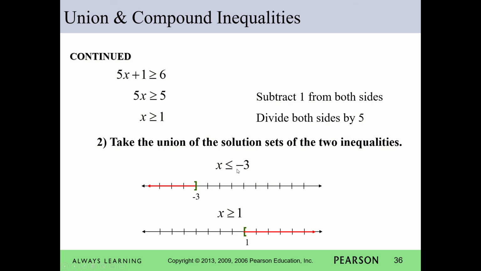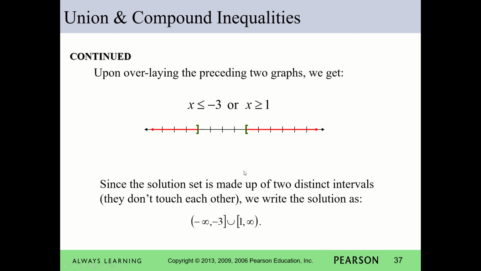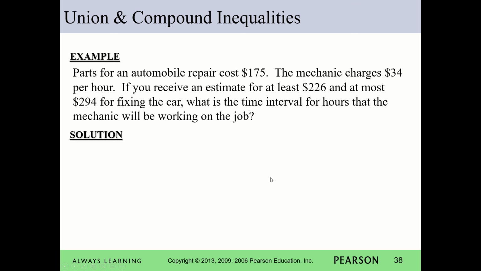So now we just graph either. We have that x is less than or equal to negative 3, or x is greater than or equal to 1. Gives us two solutions. So in this case, our solution set is made up of two distinct intervals. It's negative infinity all the way up to negative 3, combined with 1 all the way to infinity. So that's your solution right here. Or you could just give me this. So let's look at this problem.